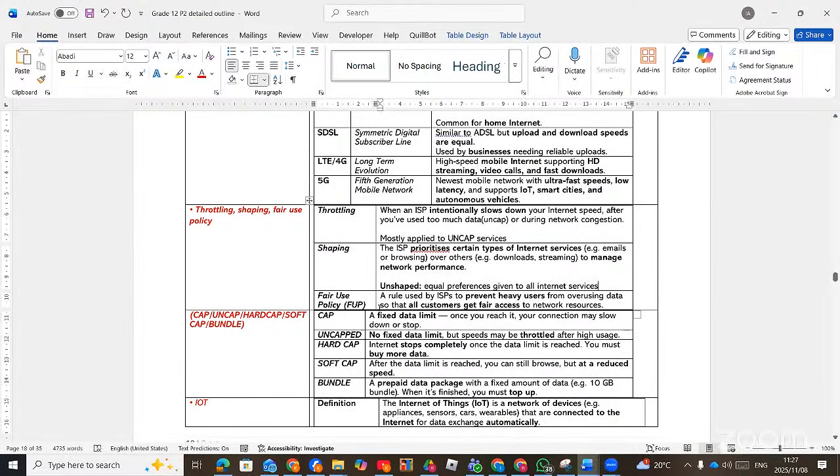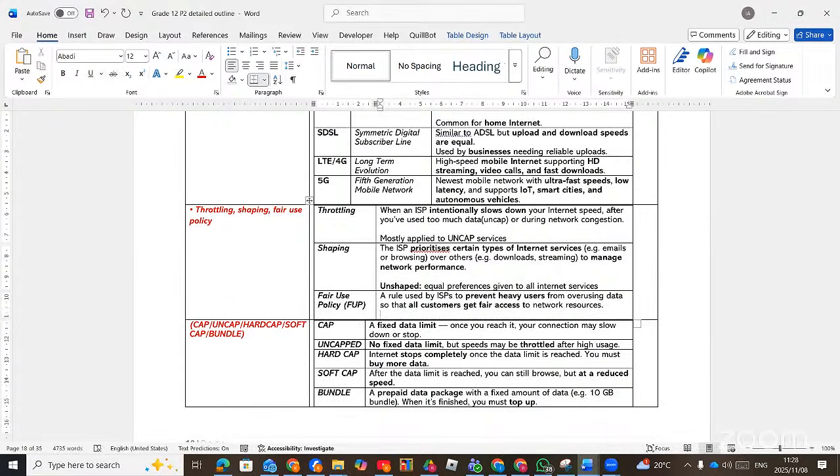Fair Use Policy, FUP. These are the rules an ISP sets to prevent heavy users from overusing their data so that all customers get fair access to the network. They apply this one to make sure that every customer, like MTN will say that every customer must get a good service. So they can apply certain policies, let's say by maybe throttling you or putting certain things at a certain time so that everybody will have a better service.